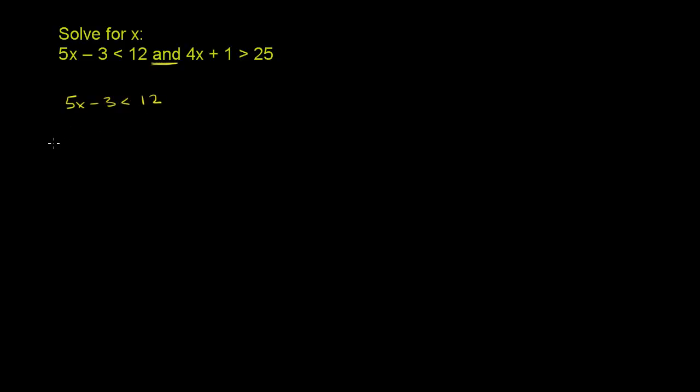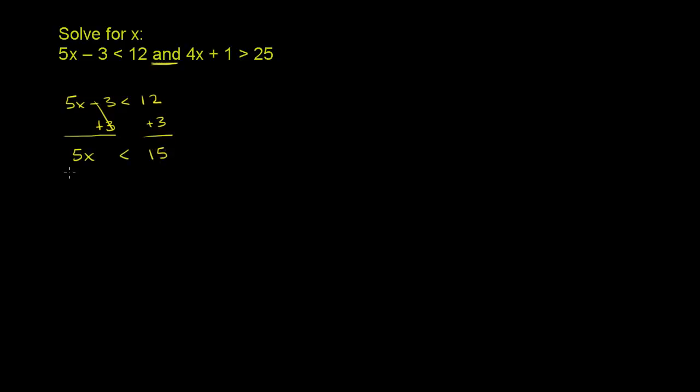So if we want to isolate the x, we can get rid of this negative 3 here by adding 3 to both sides. So let's add 3 to both sides of this inequality. The left-hand side, we're just left with a 5x. The minus 3 and the plus 3 cancel out. 5x is less than 12 plus 3, which is 15.